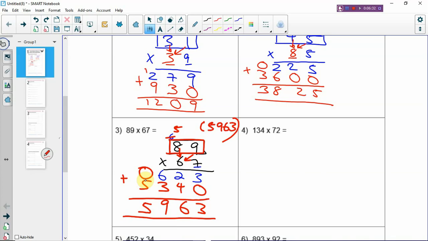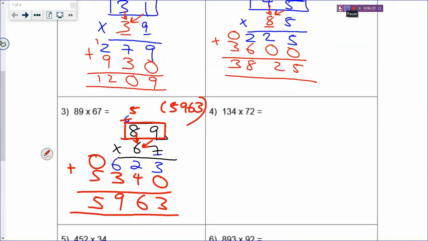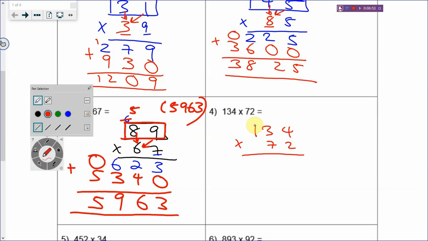Alright, so let's continue and let's look at the next question. So you have 134 and you multiply by 72. Alright, so now you have to multiply 3-digit number by 2-digit numbers. Alright, so it's still easy, right? Once you understand the concept, just that the number has now become bigger.